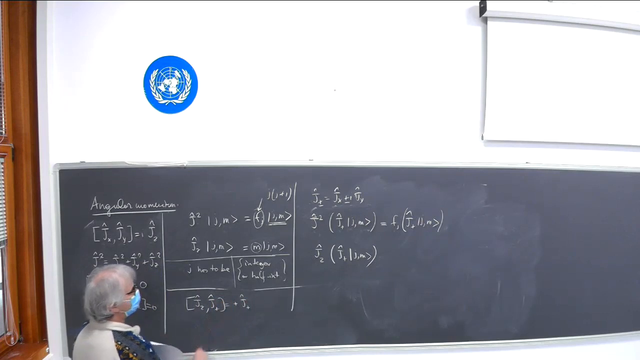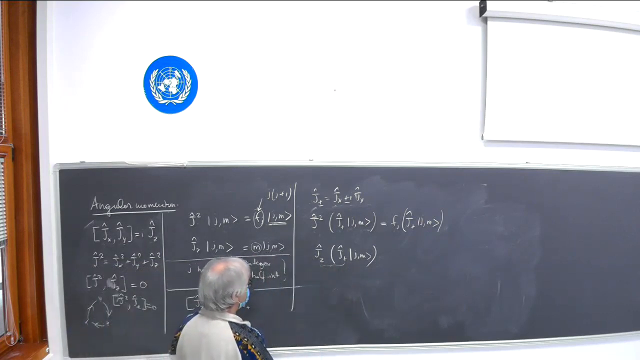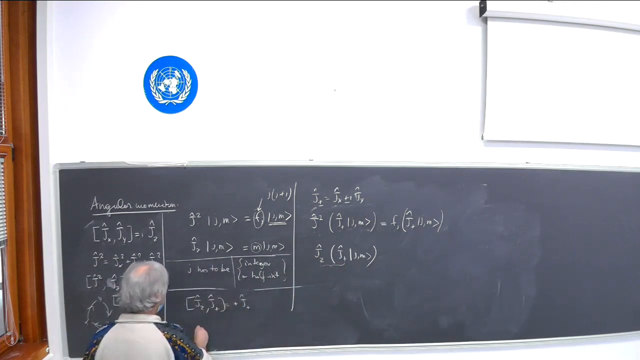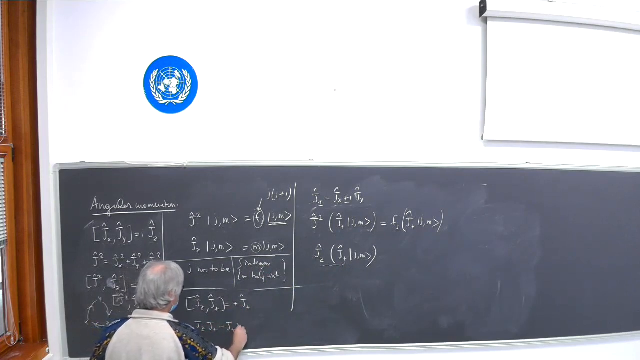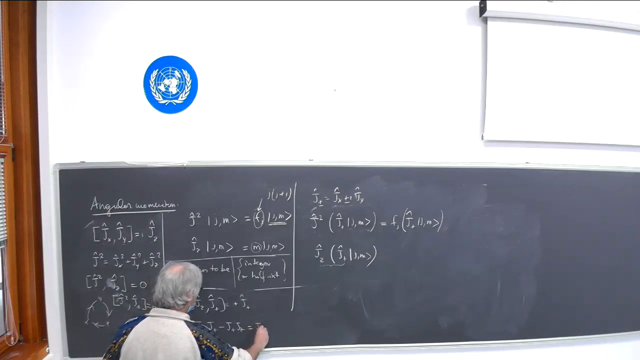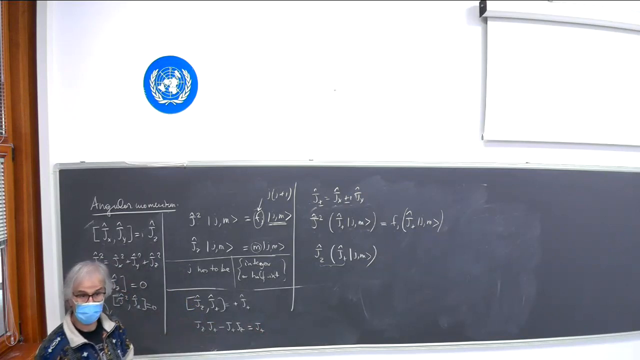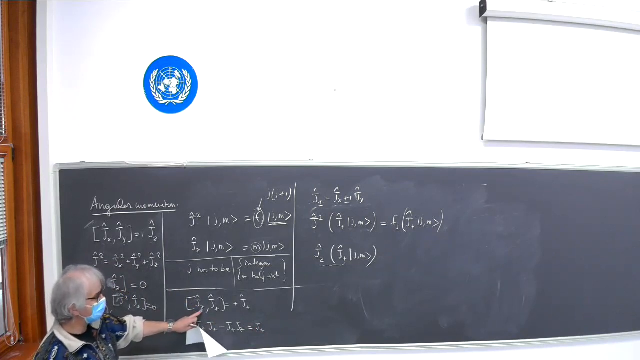Okay, which means that if I want to rewrite this object, I can use this and say [Jz, J+] = J+. Okay, this is what this thing is telling me. The commutator of Jz with J plus.